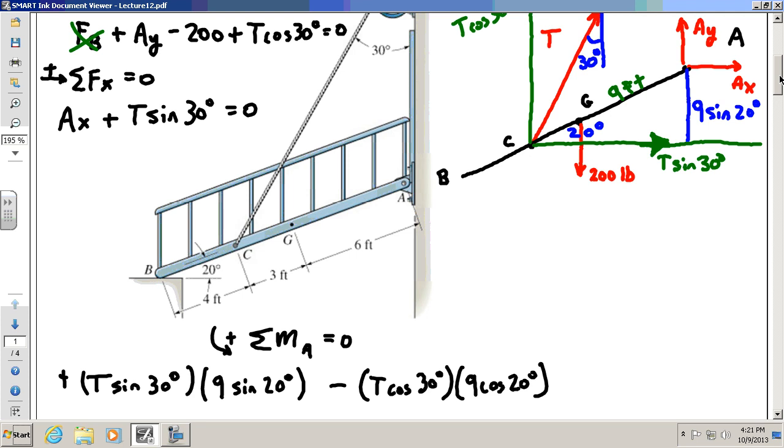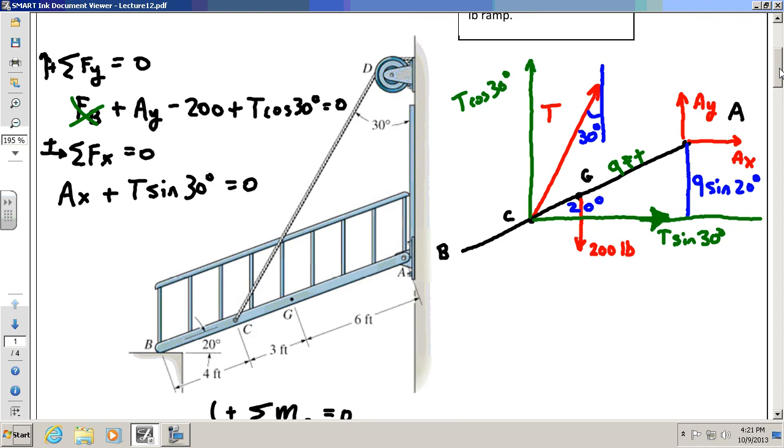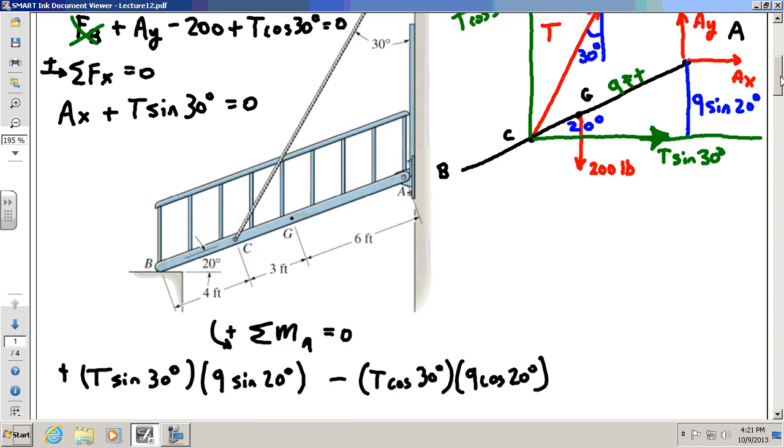Now some of you might say, why don't I just do R cross F? Sure, but to do R cross F, you're going to have to break up into components. Okay? And then lastly, we're not done. That's not the only moment about A. There's one more, and that is the 200-pound force there at G. The 200-pound force also has moment about A. It's going to be 200 pounds times its perpendicular distance to A. If you go from G to A in your picture, it's 6 feet.